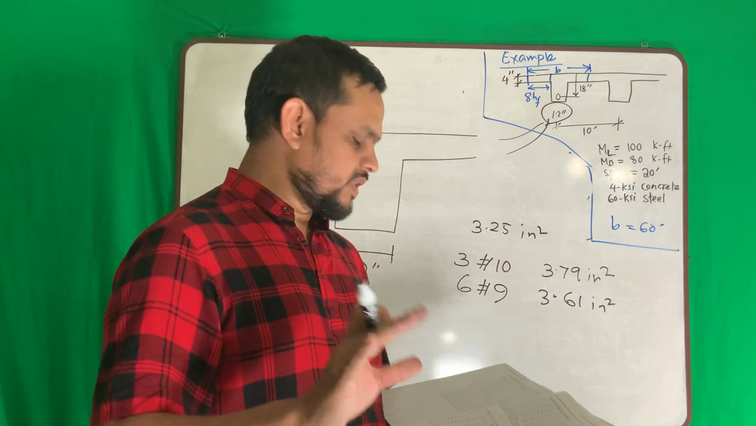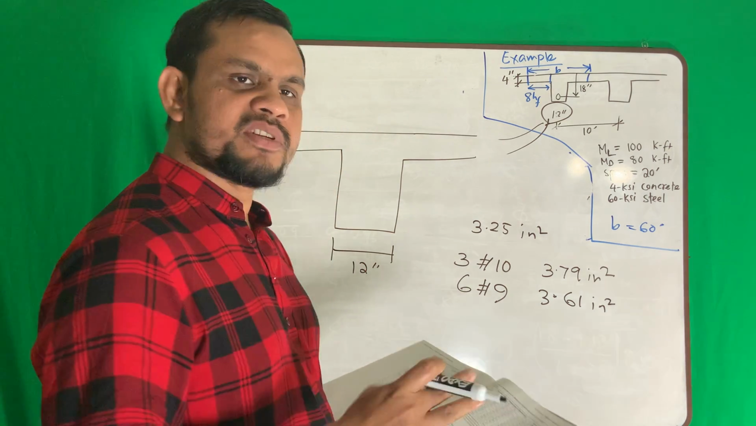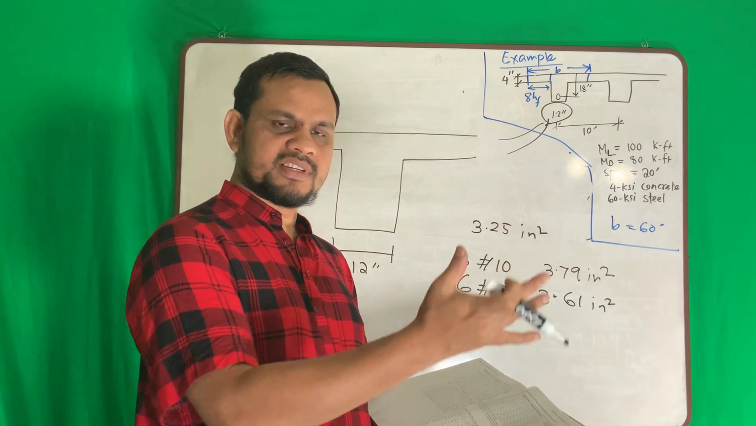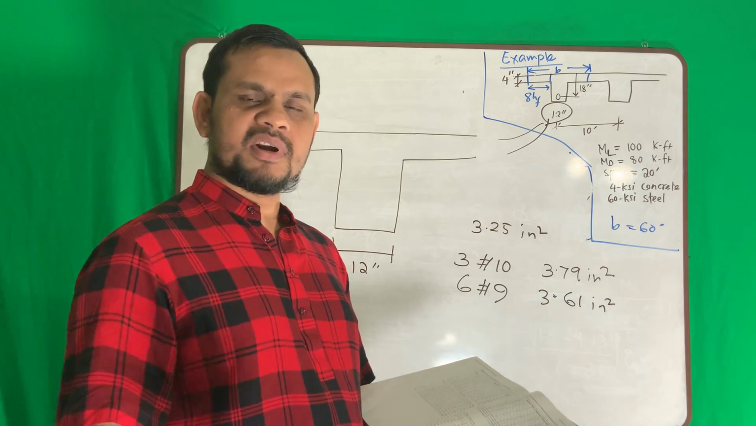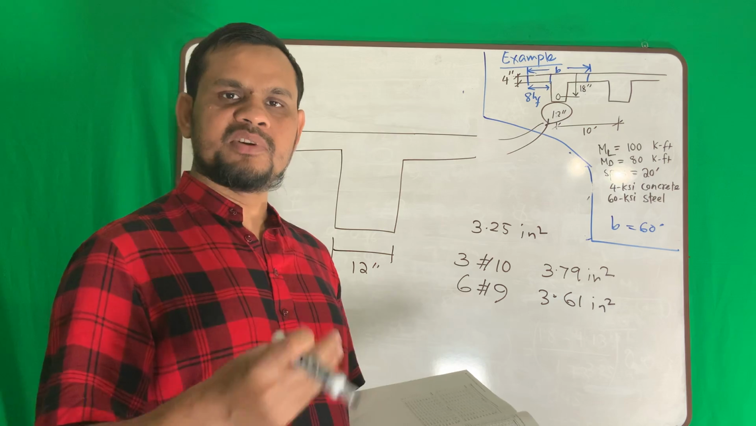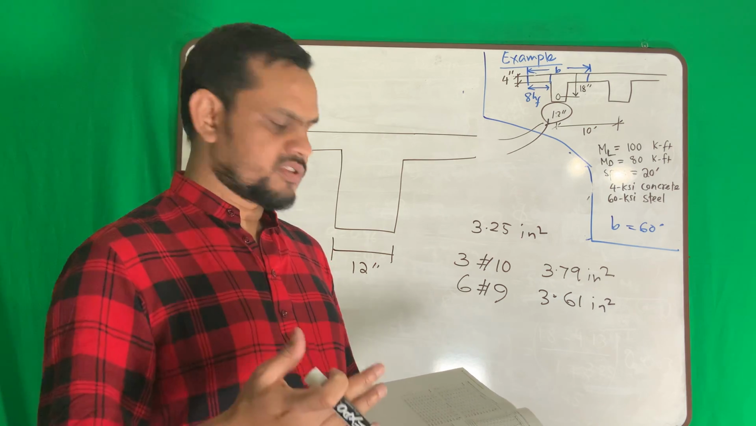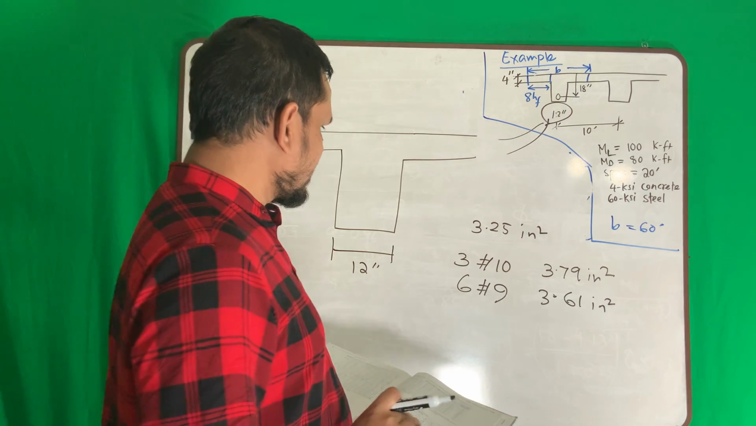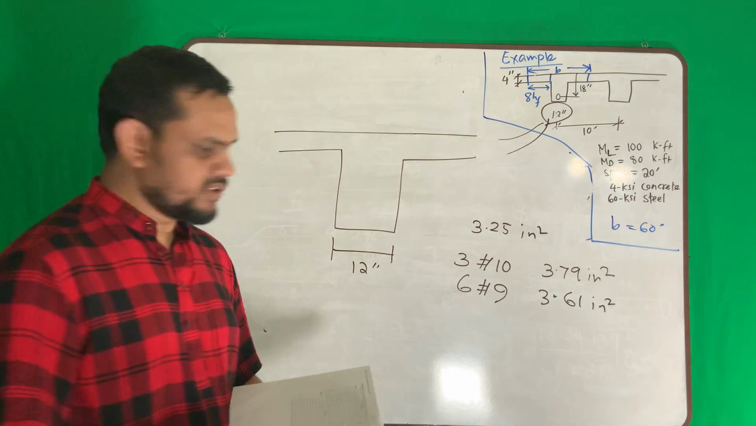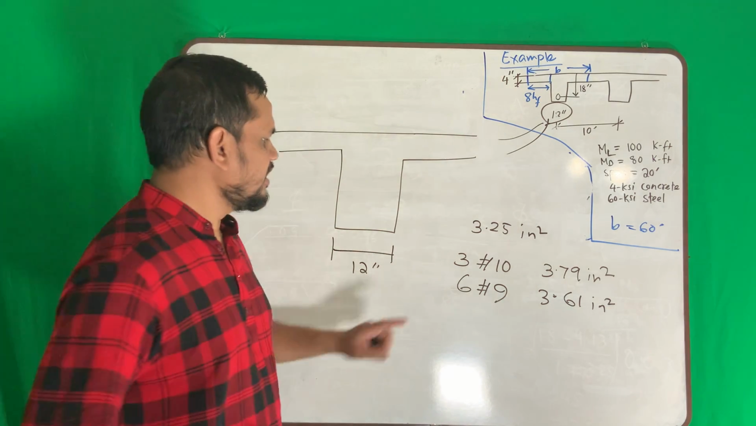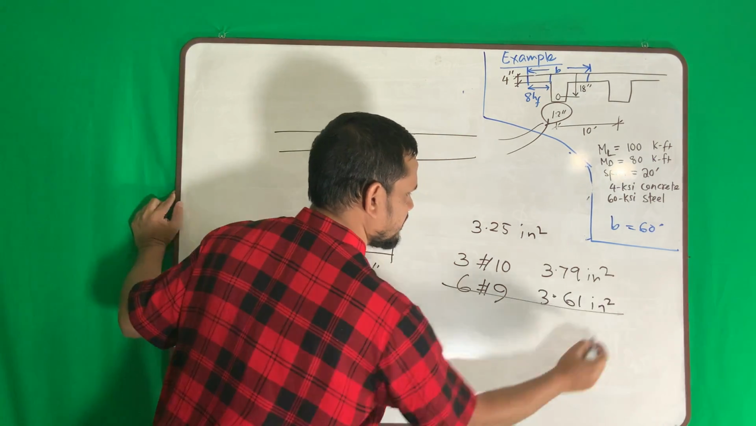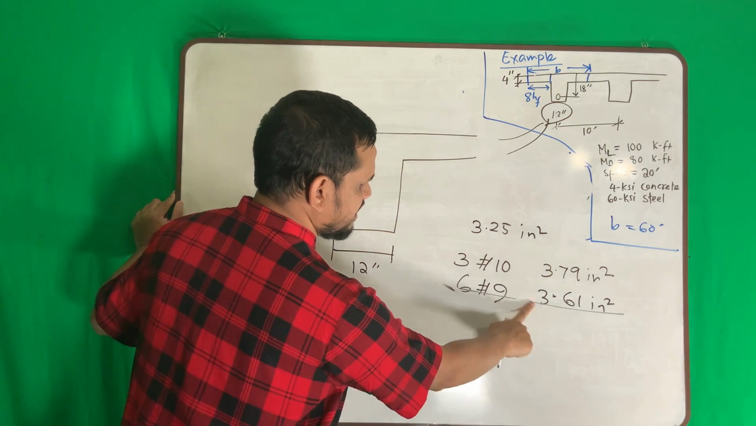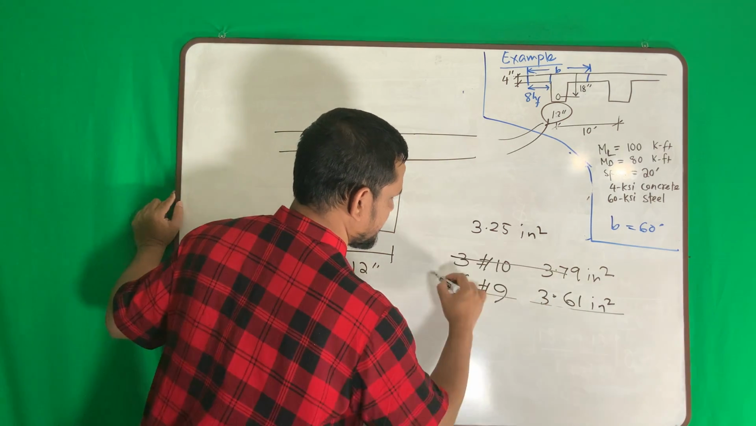Or we can do combination. Combination means some bar this, some bar say number 10, some bar number 8. But laborers will not like it. That is difficult for estimation, construction this way. So yes, I will choose 3 number 10. Oh, even this is better. I will choose this one.